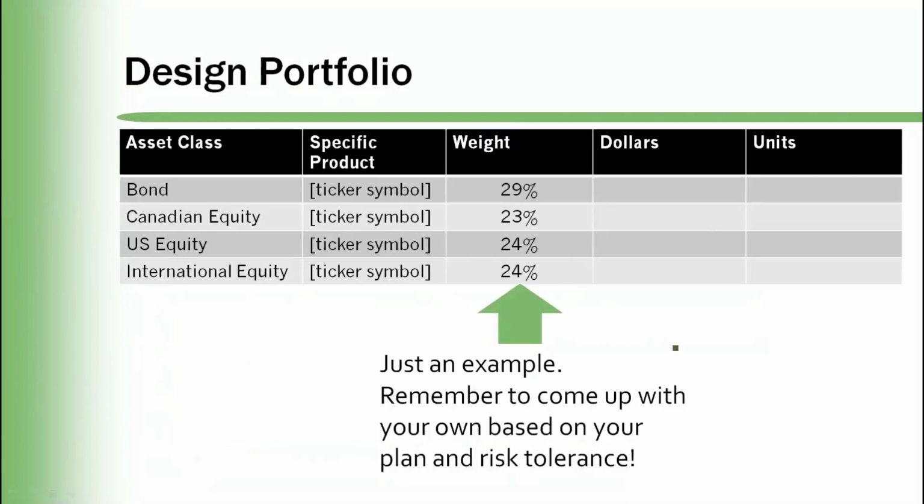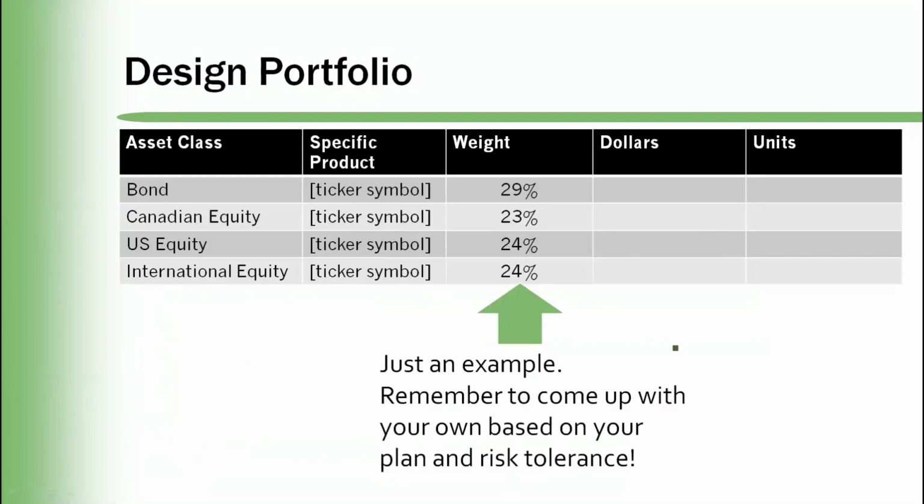But whatever you do, you're going to want to write it down for your future reference so that you can come back to what your plan is. You're going to pick a specific product, like an exchange traded fund that's going to meet each of those components. You're going to take the weighting that you've assigned to it. So for instance, if I'm putting 29% of my portfolio into my bond fund, I'm going to put 29% in there. And then I need to convert that percentage weighting into an amount in dollars and then a number of units that I'm going to buy.